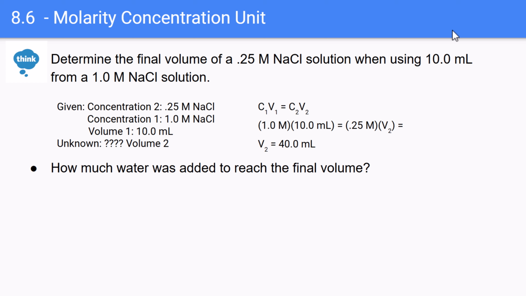And so again, we just algebraically plug those in, we solve, and that tells us that our final volume is 40 milliliters. Now, I want you to read the second question that's here because it states how much water was added to reach the final volume. We start with 10 milliliters, and then we end up with 40 milliliters. So that tells us that we're going to need to add 30 milliliters of water in order to reach our final volume. It's just the difference between your initial volume and your final volume. So it's a pretty straightforward way to go through and calculate some of this. So hopefully you don't find it too difficult. As always, just make sure that you practice, practice, practice.